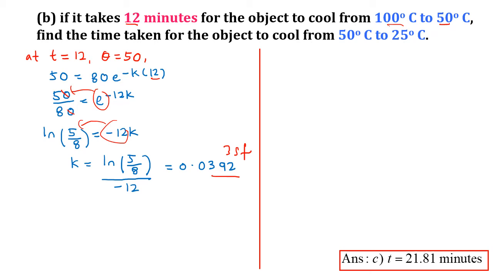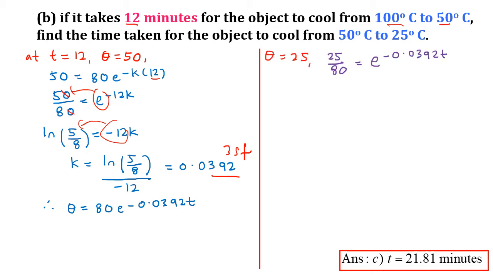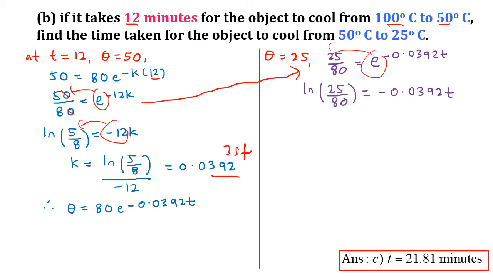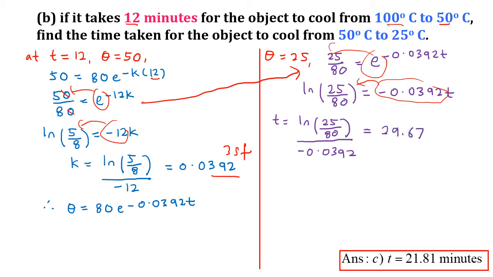Okay. So after we obtain the value of k, we can rewrite our particular solution. Remember, after we obtain the value of k, that will be our particular solution. So after this, we want to find the time taken. So substitute theta equals 25. I will use this equation. Previously 50, so this time 25 minus 20 over 80 equals e^(-kt). And then eliminate the exponent, so the left hand side will become ln. And then lastly divide by negative 0.0392. So we get the value of t is 29.67.